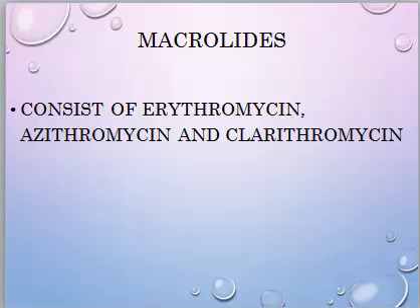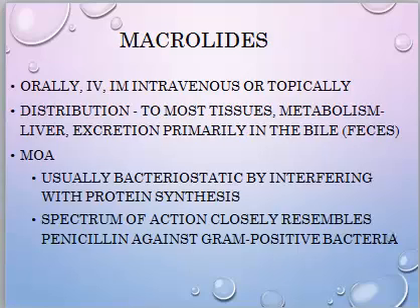Macrolides. So macrolides are a drug group that consists of erythromycin, azithromycin, that's the Z-Pak, Zithromax, and clarithromycin, which is Biaxin. So I notice here I have IV twice, so I apologize for that. So how can you take macrolides? Pretty much every which way: oral, IV, intramuscular, topically. It's distributed to most tissues, it's metabolized in the liver, and it's excreted in the feces through the bile.